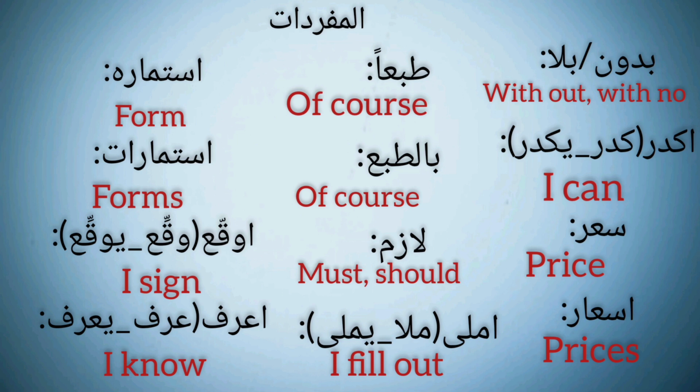And the next one, أقدر. I can. And with knowing the root of this verb, you can conjugate it for anybody you want. قدر is the root for past tense, and for present tense we say يقدر. سعر means price. And the plural one is أسعار.